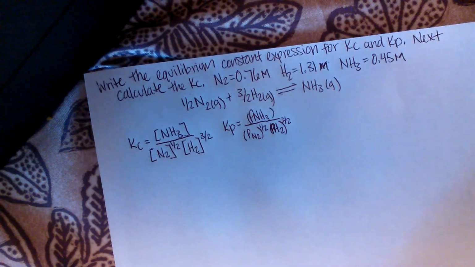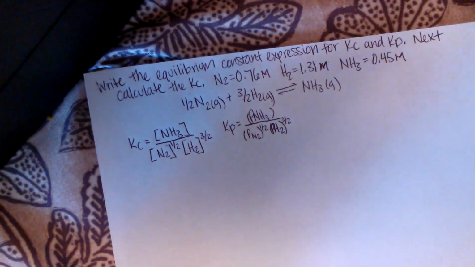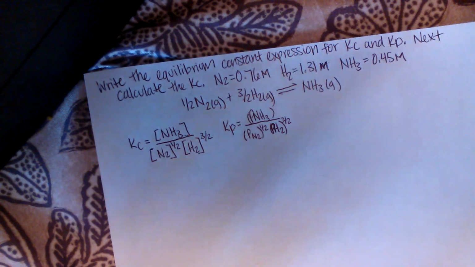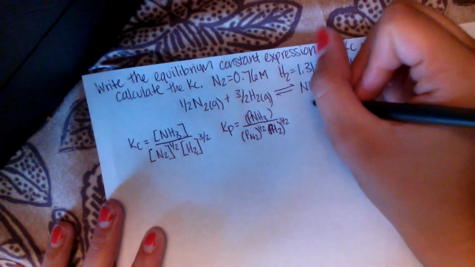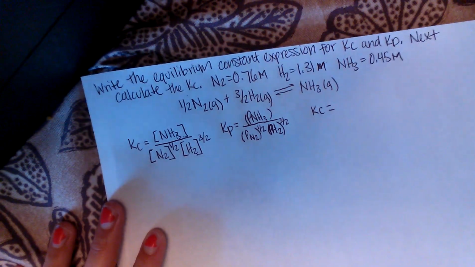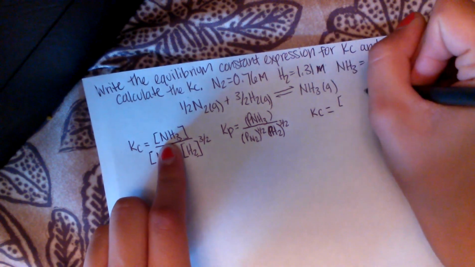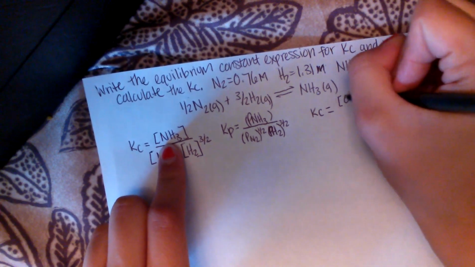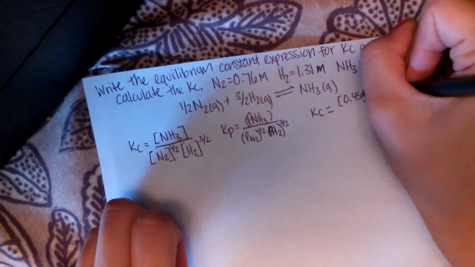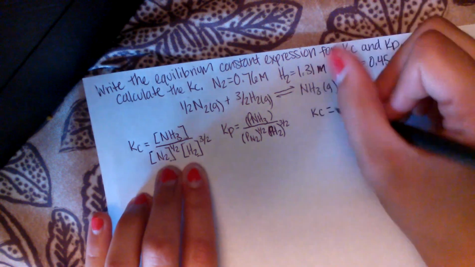All right, next it's asking you to calculate the Kc, and they give you your concentrations there, which is great. Makes your life so much easier. And we have our formula rewritten, so now really all you have to do is plug in. Pretty simple. So we'll take our Kc, and we'll plug in our values. So we know NH3, our product, is on top. And they give us our value, 0.45. And then we're going to divide by our reactants.